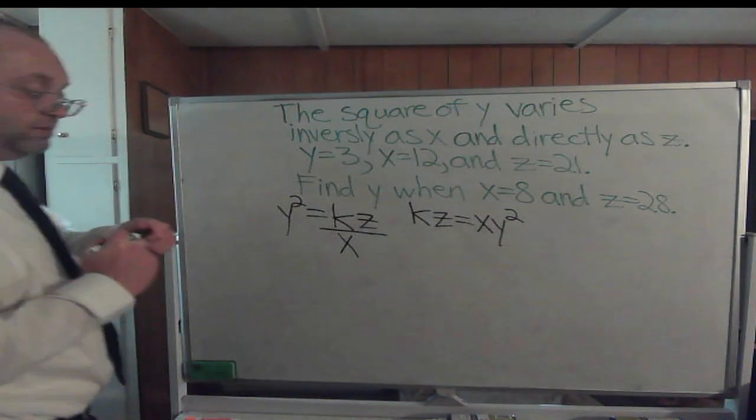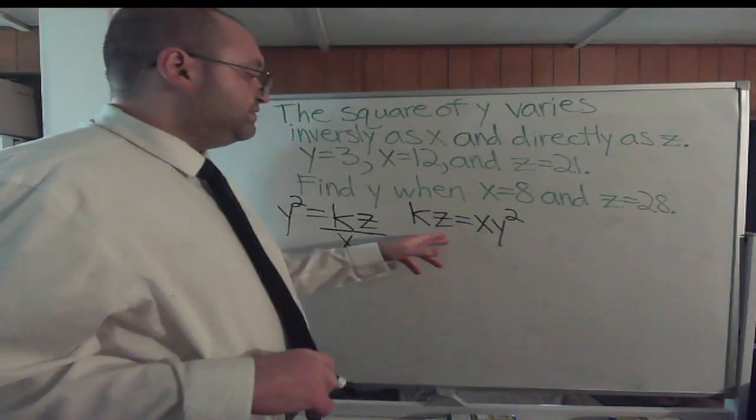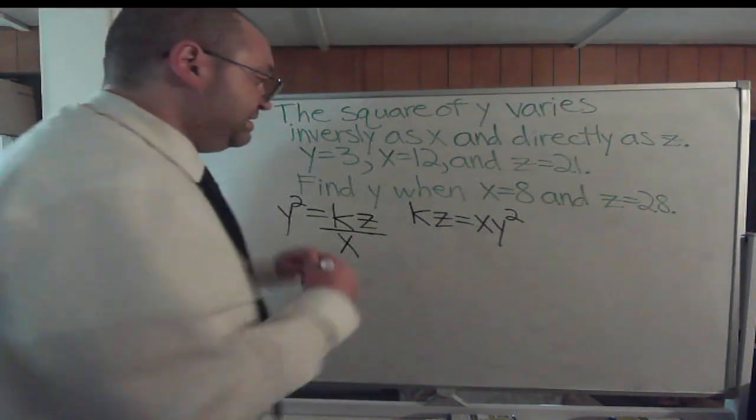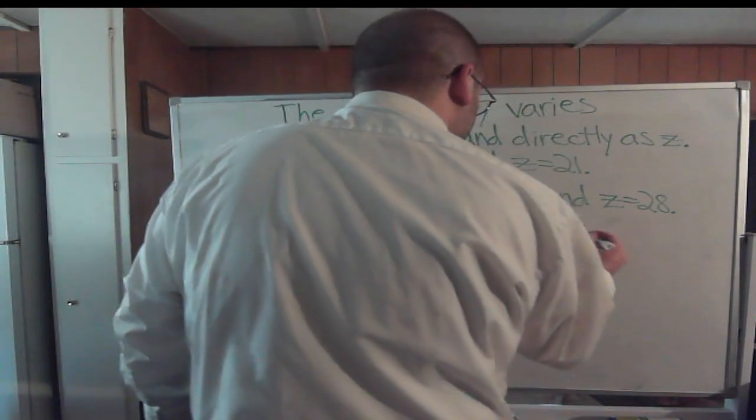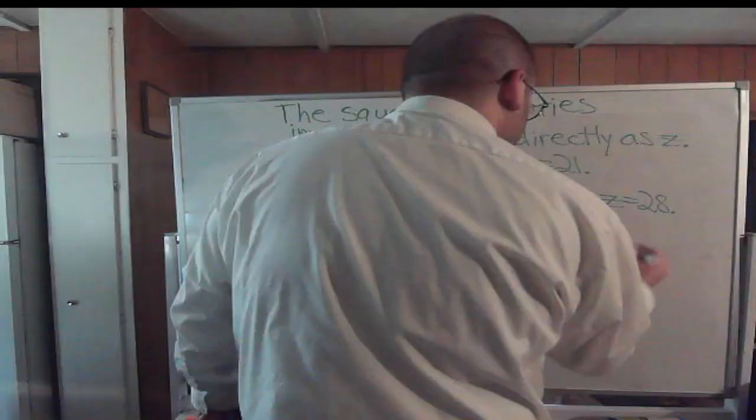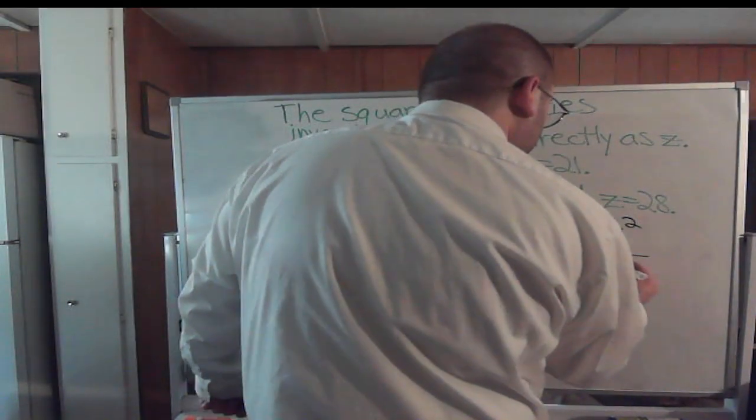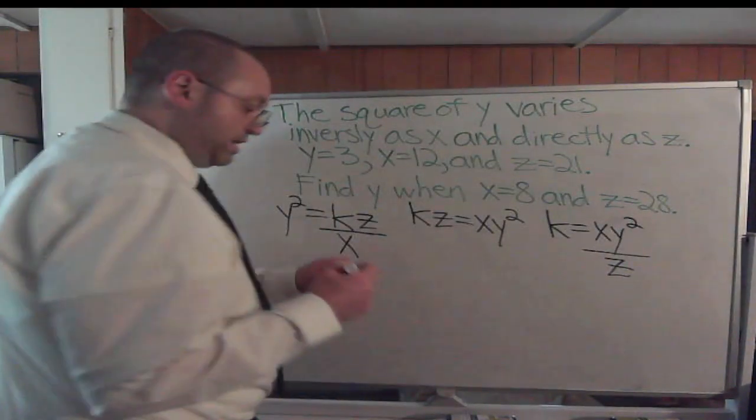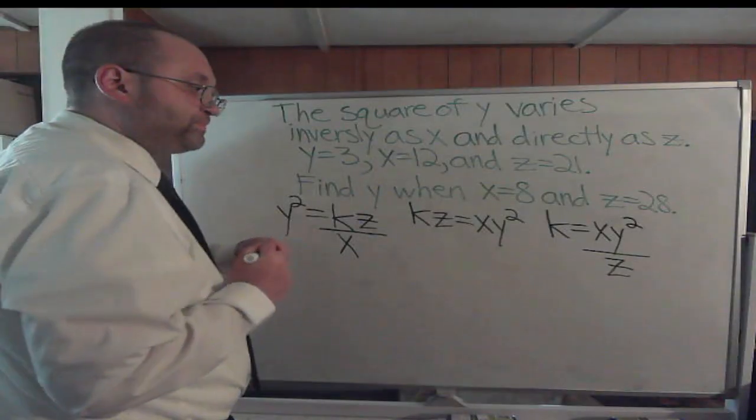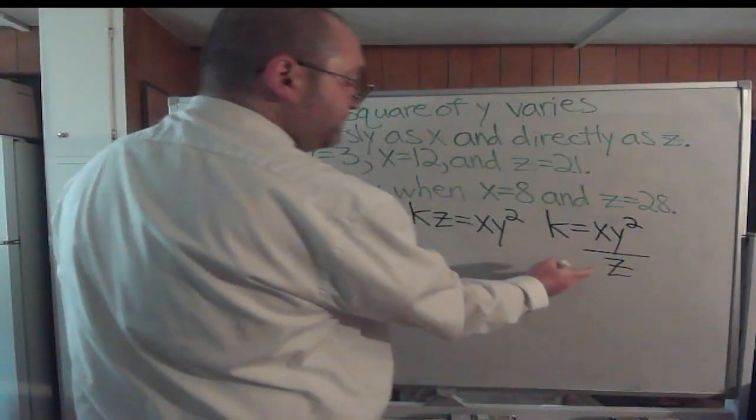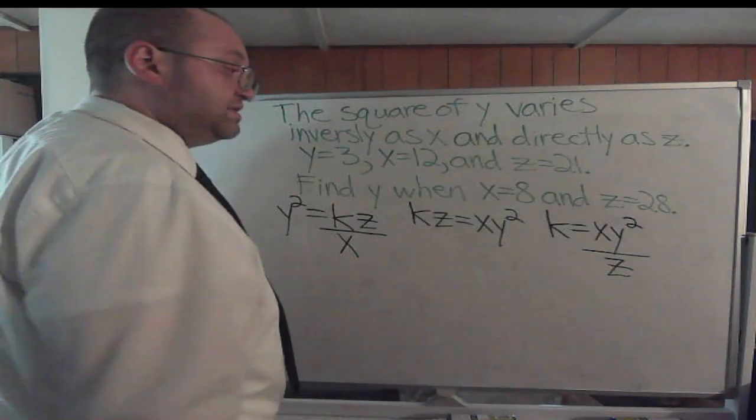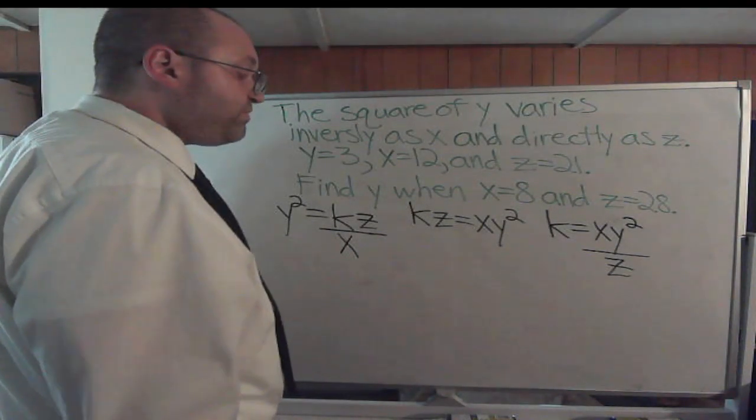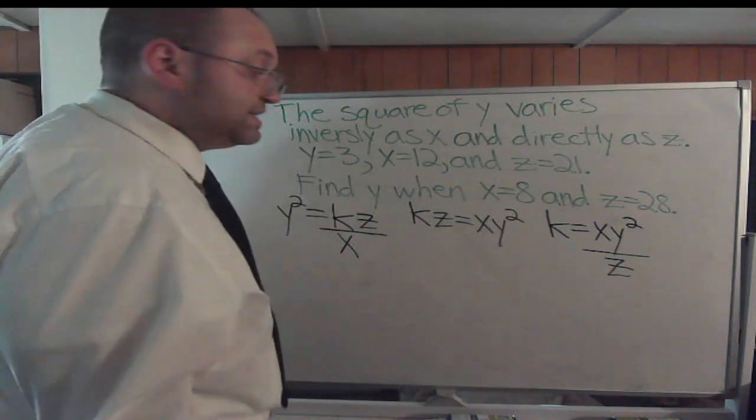Then ultimately you want to get the k by itself, so you've got to divide both sides by z. Let's divide the left side by z, and you will get k by itself. That'll be equal to the right side divided by z, so you'll get k equals xy squared divided by z. So that's the equation for the constant of variation. Now all we've got to do to find that constant of variation is plug in the assigned values.